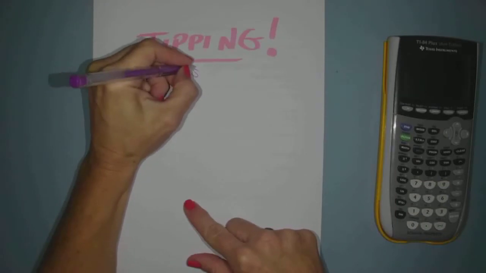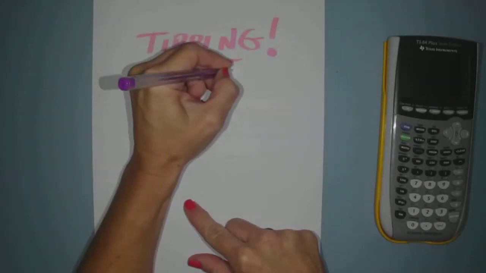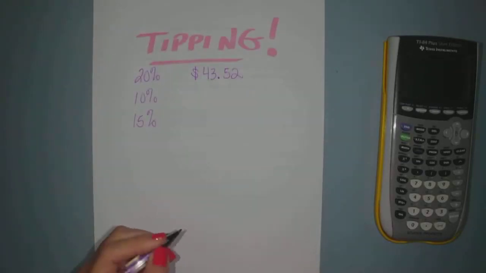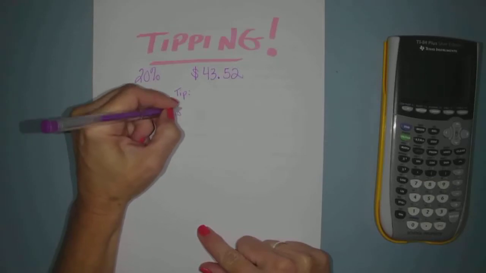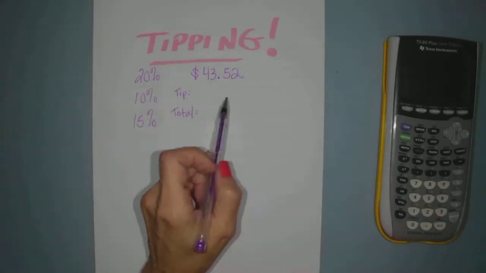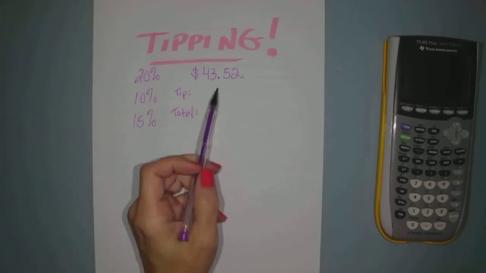So let's just say the bill comes and the bill is $43.52. That's the grand total. And then there's that little line for tip and then total. And me as the math teacher, of course, all my friends shove the bill to me like, hey, you figure out the tip, because they can't do it.